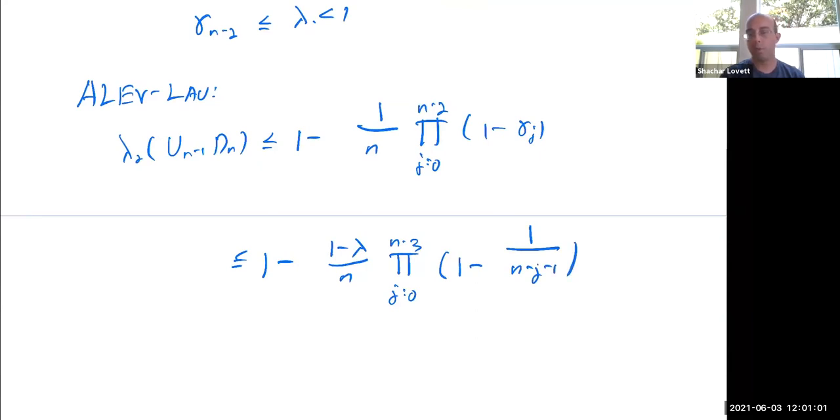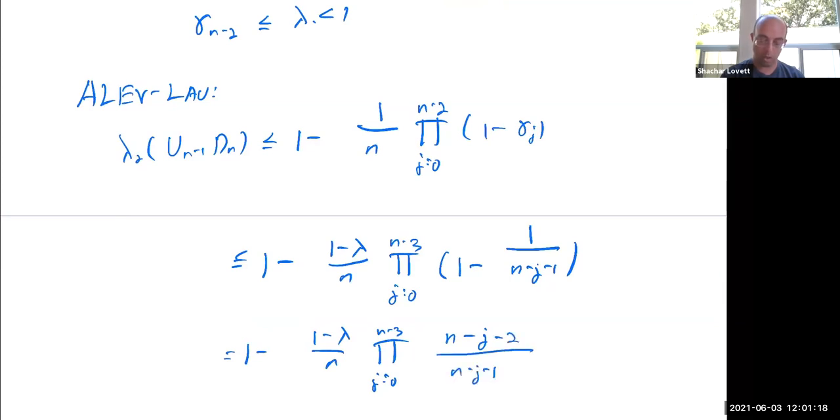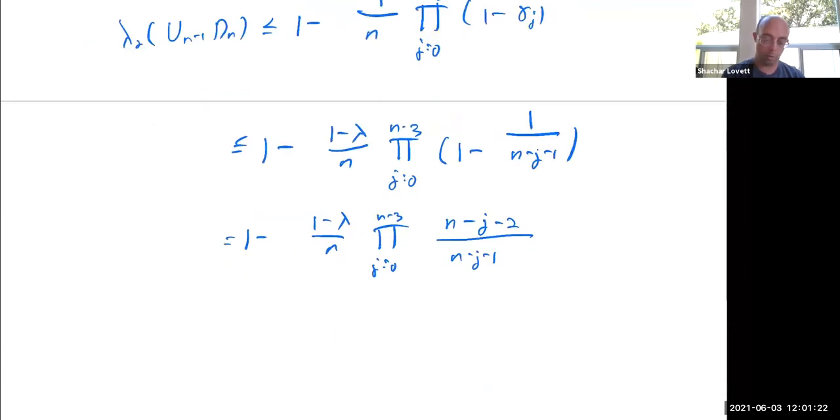And again, like before, in this case we get this sort of telescoping product. It's equal to 1 minus lambda over n times the product over j from 0 to n minus 3 of n minus j minus 2 over n minus j minus 1. And if you work it out, everything here cancels, and you get exactly what we claimed: 1 minus lambda over n minus 1.